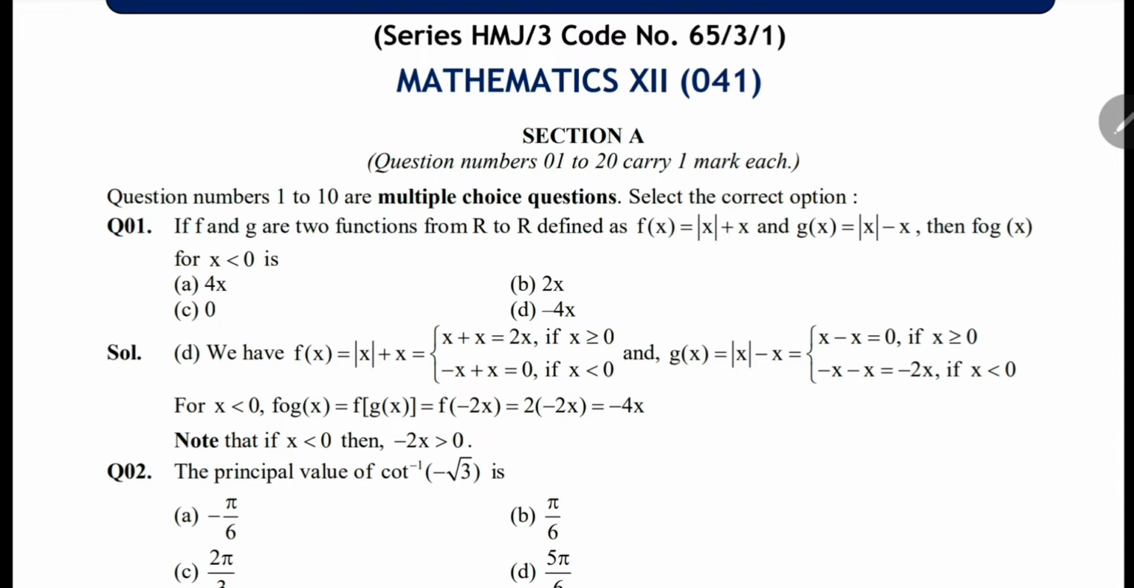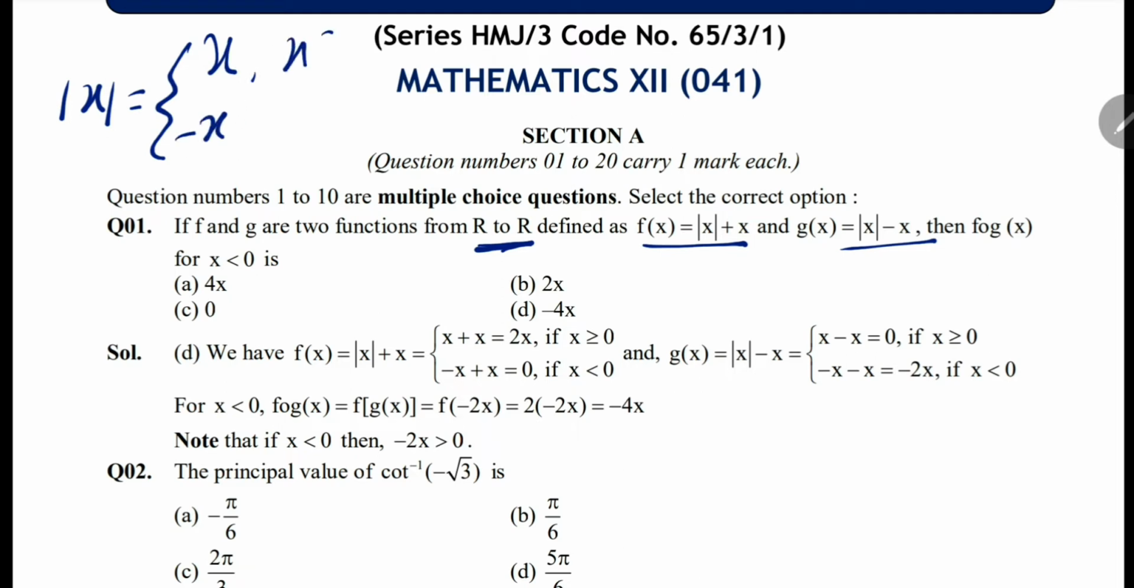Now the first problem says f and g are two functions defined on the set of real numbers. The definitions you can see here. Let me first give you an idea about the modulus function. It is x or minus x: mod x is x if x is greater than or equal to 0, and if x is negative then mod x is minus x. So based on this definition, I have redefined function fx, you can see, and I have redefined function gx also.